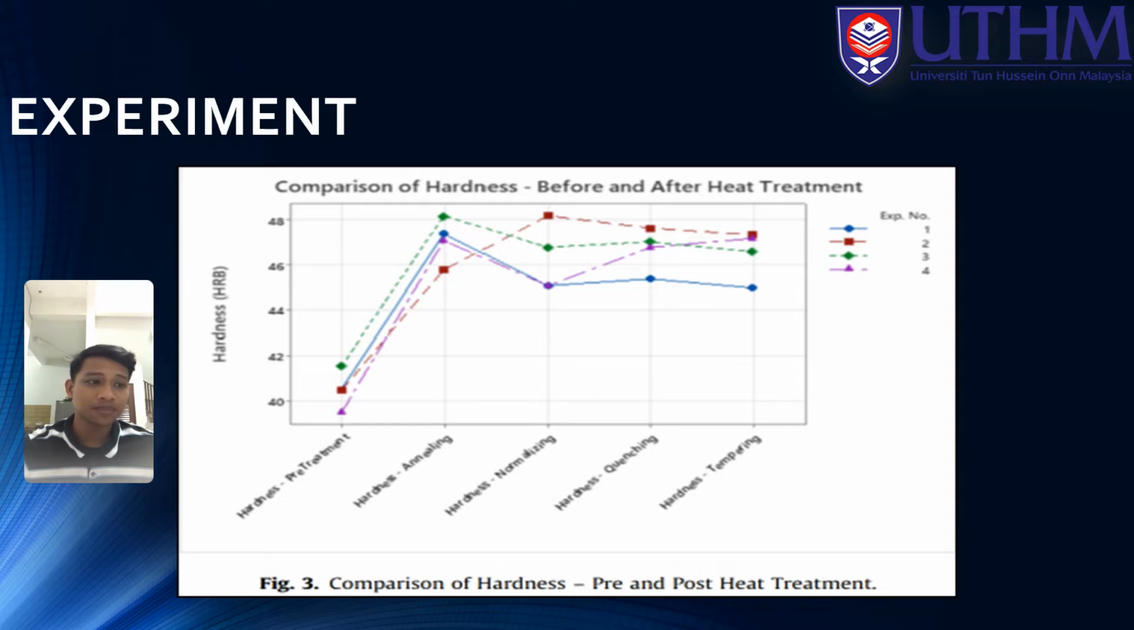So as we can see, Figure 3 is the comparison of hardness pre and post heat treatment. We can see the graph starting from pre heat treatment, goes to annealing, and goes to normalizing, it is increased. But after that, with the quenching and the tempering, the graph starts to decrease. So we will look forward to this experiment.